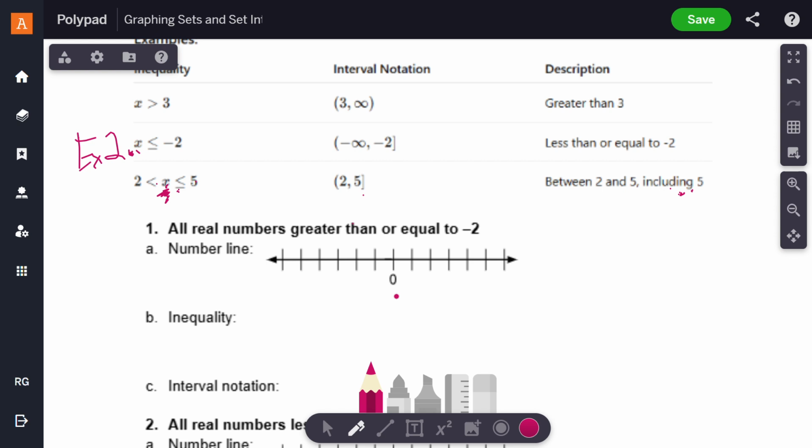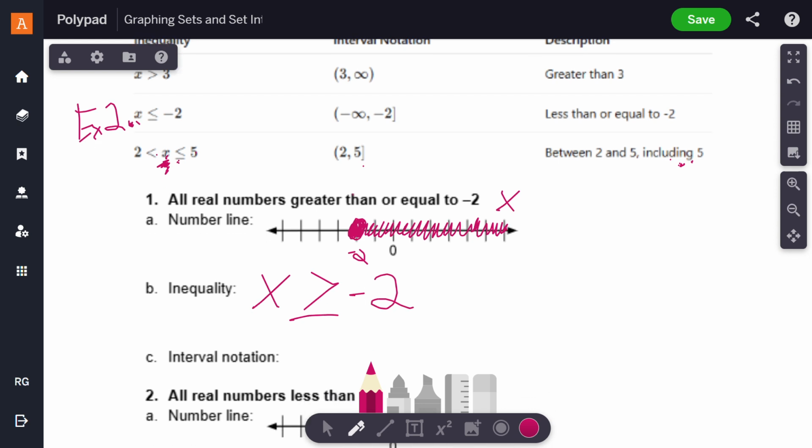So let's try to find the pattern. So all real numbers is going to include x. And x is going to be greater than, we can actually write our inequality, x is going to be greater than or equal to -2. So because it can be equal to -2, I'll go to -2. I'm going to put my closed circle, and x is all the numbers greater than or equal to -2, so I'm shading towards the direction of all the numbers larger in value than -2.